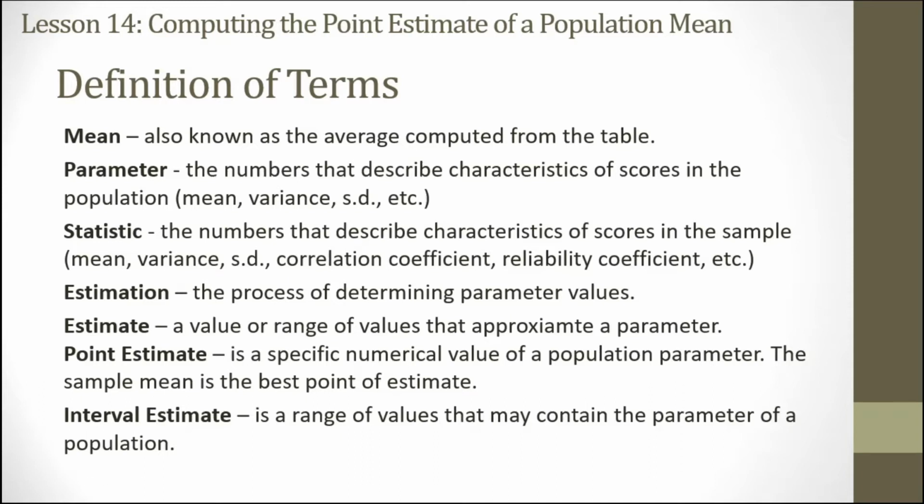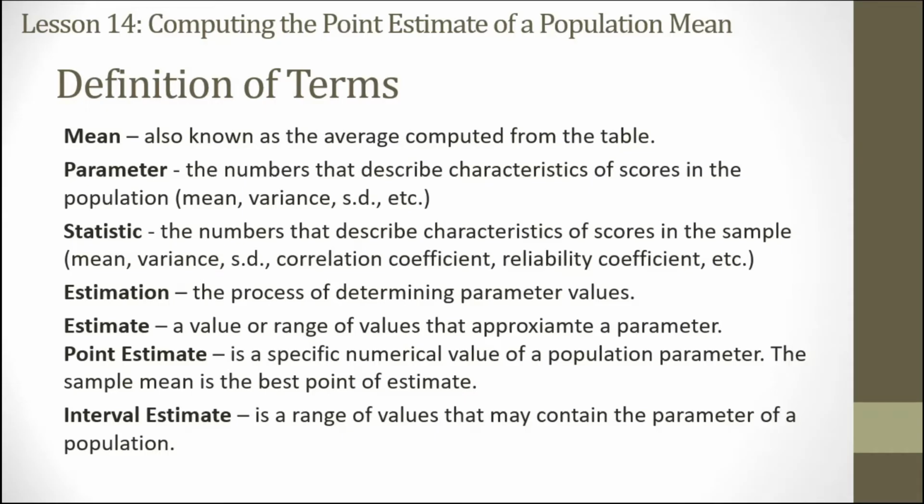Okay? Next, estimation, the process of determining parameter values. So, when it comes to estimation, ito yung pagtansya. Kaya lang, we're gonna do this mathematically. Next, estimate. A value or range of values that approximate a parameter. So, yung estimate, ito yung output ng estimation. Point estimate naman is a specific numerical value of a population parameter. The sample mean is the best point of estimate. So again, sample mean, ito yung na-compute nating mean ng sample. At ito daw yung best point of estimate.